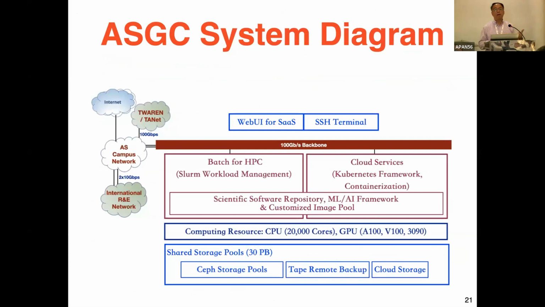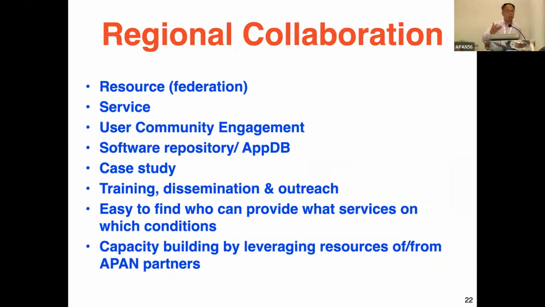On the left-hand side is the conventional computing model based on Slurm. I think most scientific computing users are familiar with Slurm. The right-hand side is the cloud services. So we integrate heterogeneous resources from different hardware at different institutes. In the regional collaboration, as I mentioned in the beginning, that is the objective of the cloud resources. So if you would like to share a resource or a case study or anything, you are very welcome to join the cloud working group in the future.